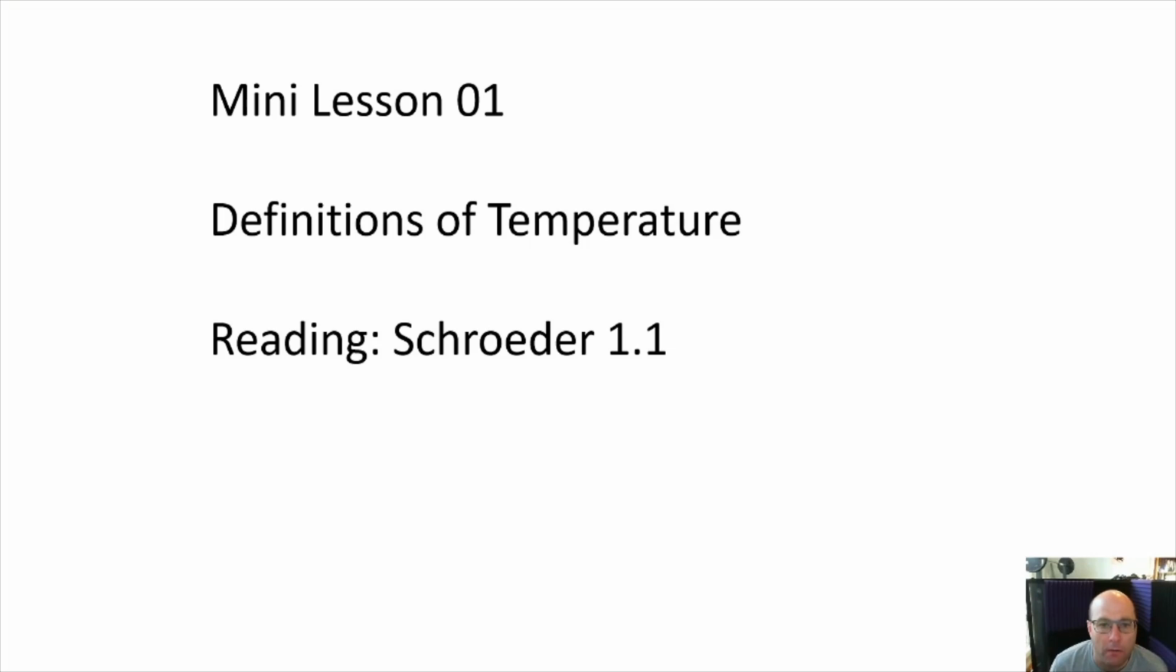Welcome to mini lesson 1. This is the first textbook guided mini lesson. We're going to talk about definitions of temperature, and this is the first topic in the textbook, Schroeder's section 1.1.